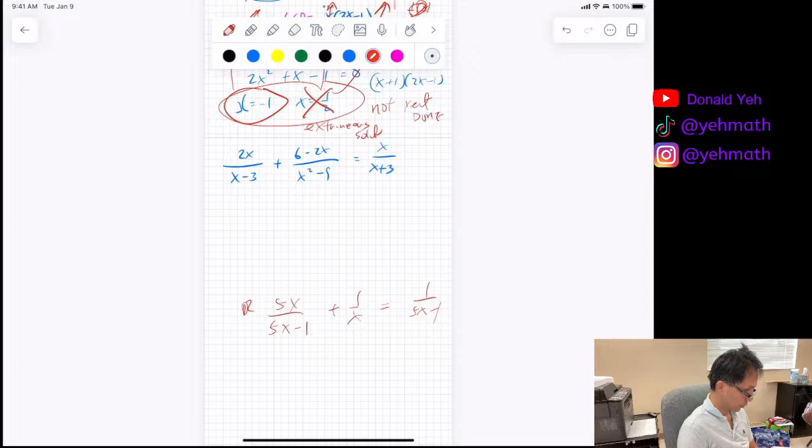Remember to double check for extraneous solutions. Extraneous solutions are bad. There are two types of situations where you're going to get extraneous solutions. One is rational, that's a rational equation. The other one is radical. Both R's have extraneous solutions. There's R and extraneous. And there's another type, which is logarithms.